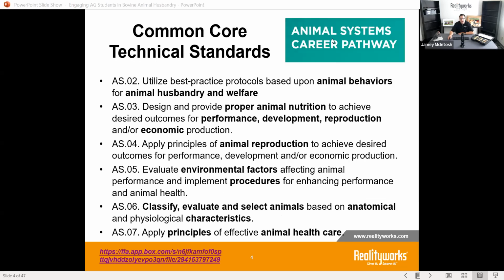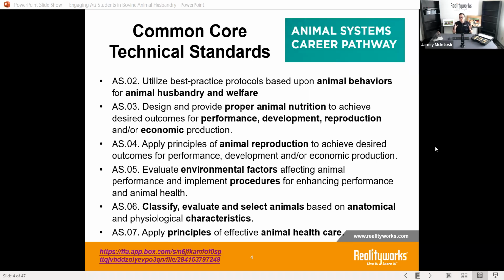First off, one of the things we're going to be talking about fits right into the Common Core Technical Standards, the standards for animal systems career pathways. So looking at the standards that are expected to be taught in agriculture, and how do you make sure that you bring them alive within this world.